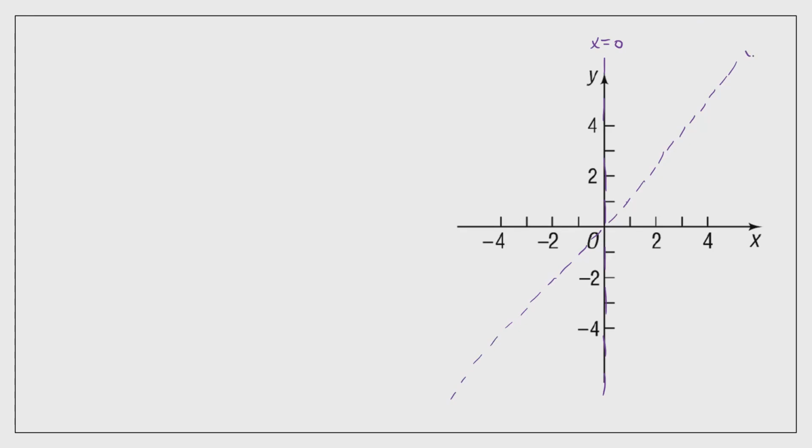Okay, so that's y equals x. To help you plot that, just plug in values. So if I plug in 1, I get 1. Plug in 2, I get 2. And then create your dashed line from there.